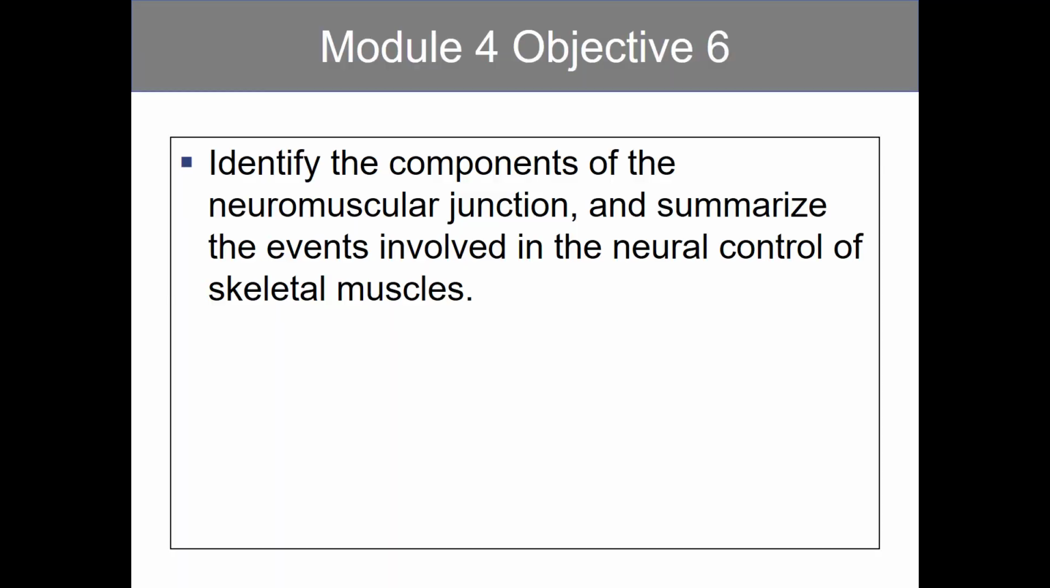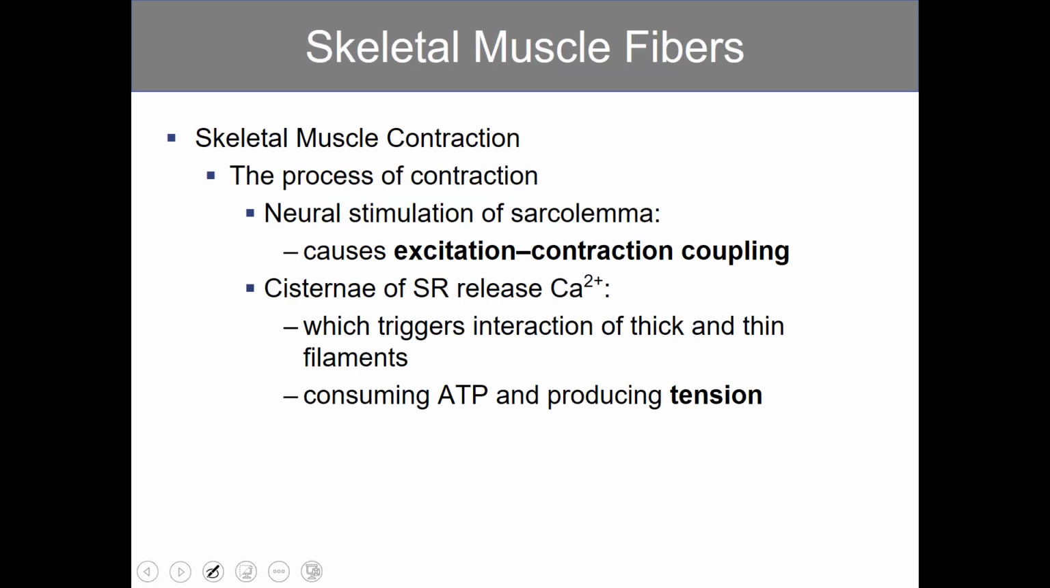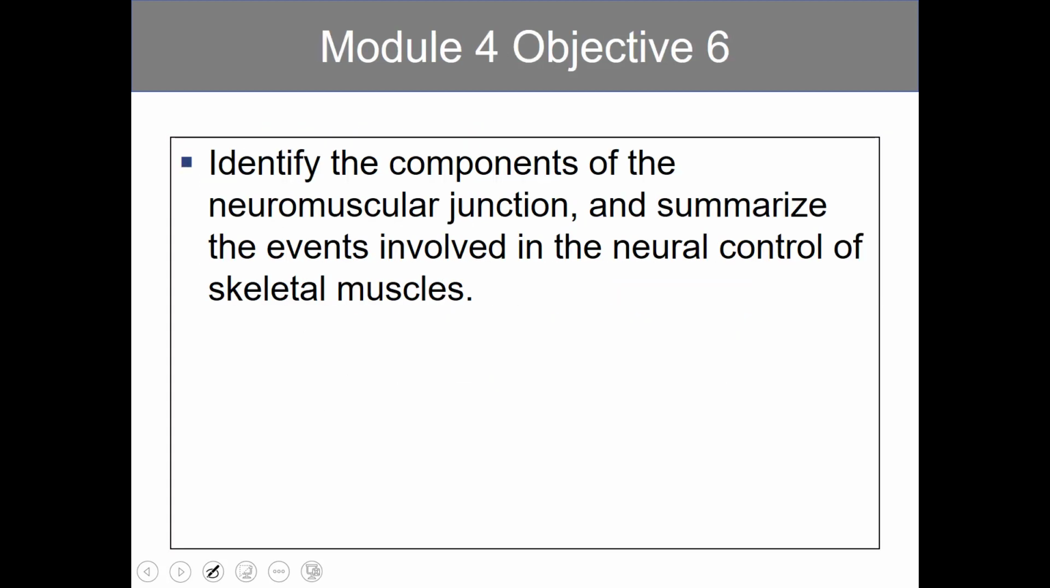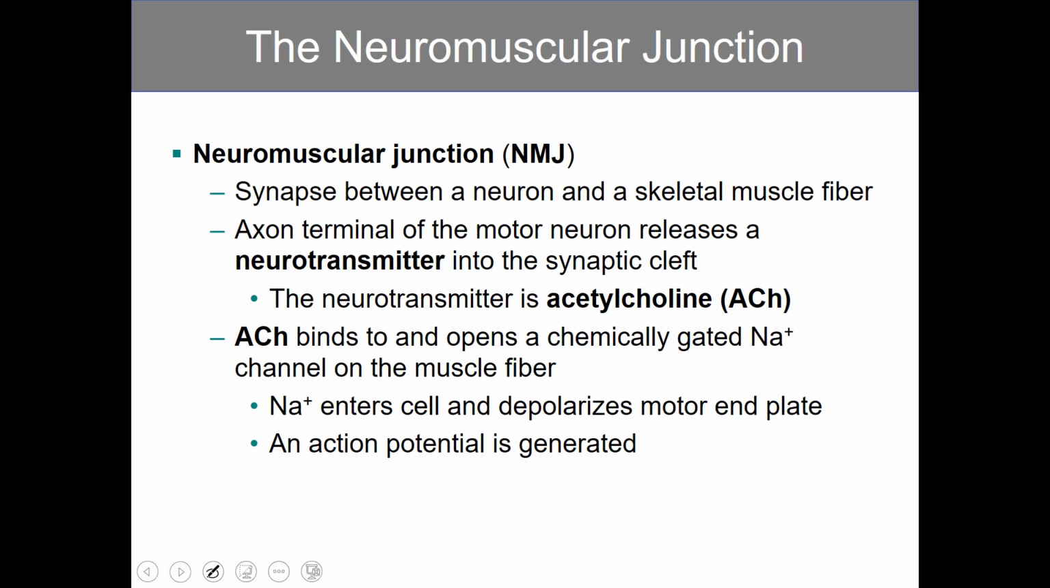Module 4, Objective 6: identify the components of the neuromuscular junction, that is, the junction between the neuron and the muscle, and summarize the events involved in the neural control of skeletal muscles. The neuromuscular junction is the synapse between a neuron and a skeletal muscle fiber. The axon terminal of the motor neuron releases a neurotransmitter into the synaptic cleft.